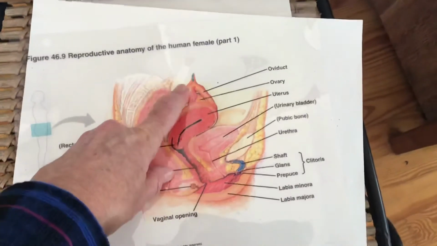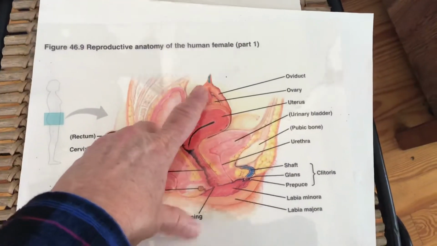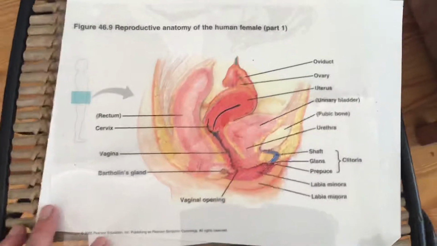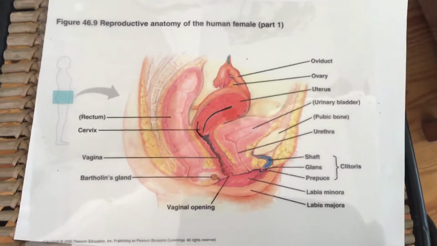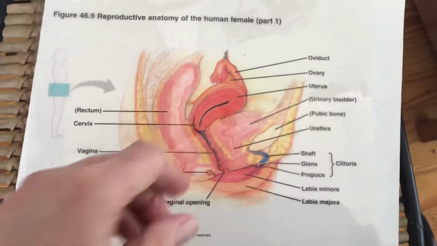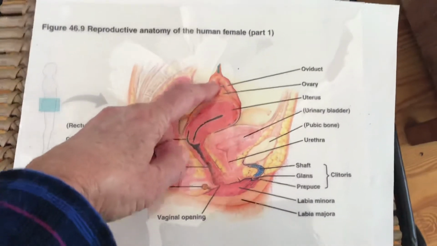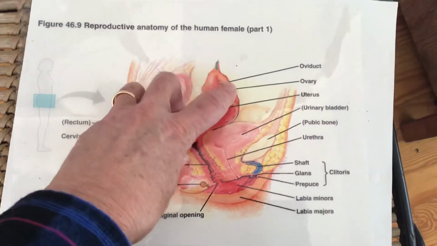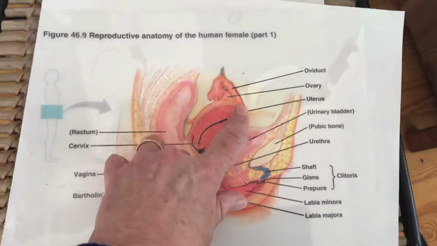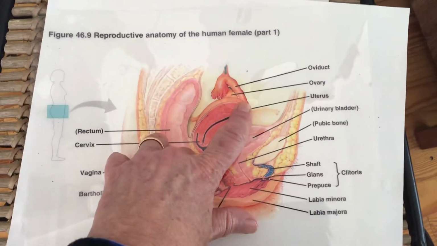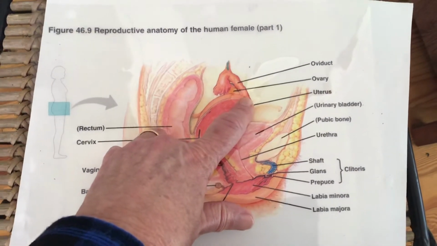So instead of the testes being outside the body, the ovary is inside the body. And we're going to look at the traveling of an oocyte down the tubes into the uterus. So what's happening here is the ovary will produce the oocytes, and they will go down the oviduct, also known as the fallopian tube. You've probably heard of that before. There are two of these, one on each side, the same way that the testes had two.